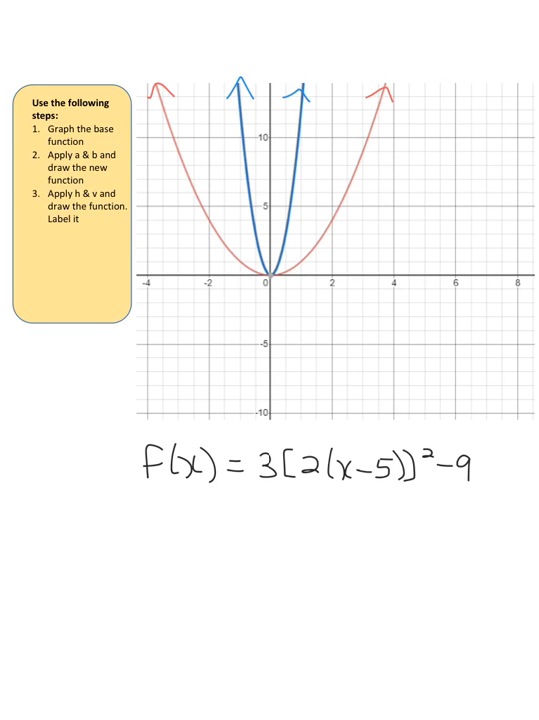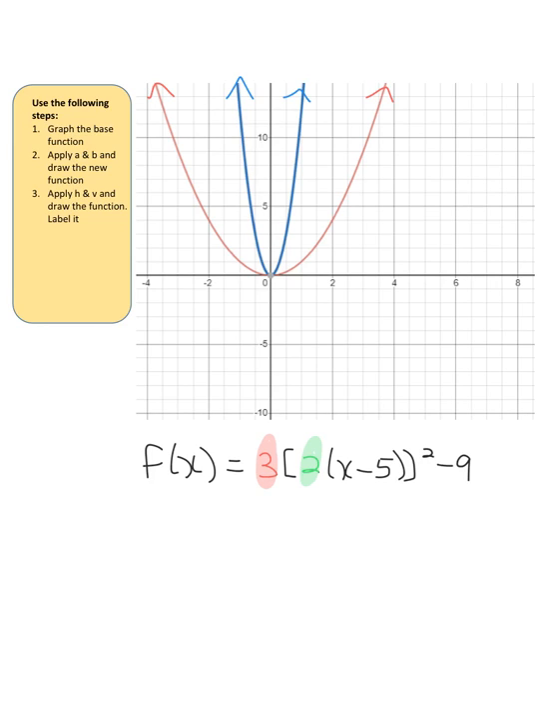So now I'm ready for step 2. In step 2, what we do is we apply the a and b transformations. So we're going to apply the 3 for a, and we're going to apply the 2, which is our b value. So I had Desmos do this for me, just so it would be easier and hopefully more clear to follow on the video, but I will explain how Desmos got this new graph.